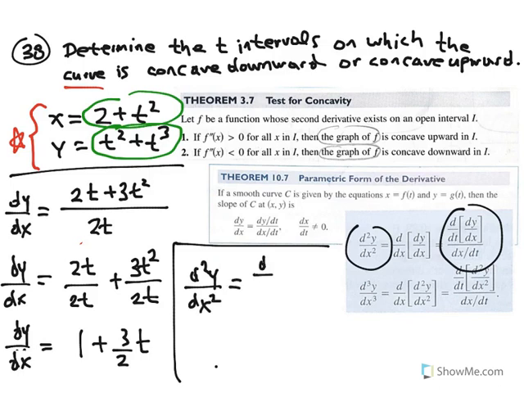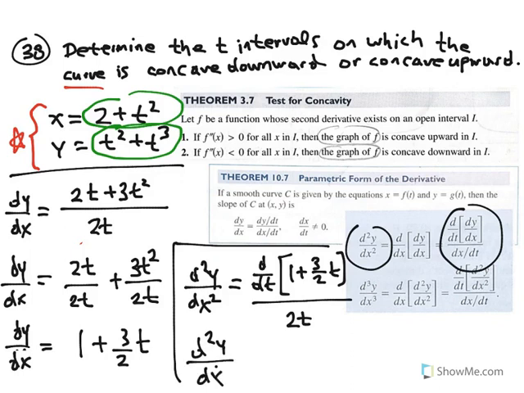So in the numerator, I will find the derivative with respect to t of dy/dx, which is 1 plus 3 over 2t. And in the denominator, I have dx/dt, and dx/dt is 2t. So the second derivative is equal to what we have in the numerator, the derivative with respect to t of 1 plus 3 over 2t. So that's going to be the derivative of the constant 1, which is 0, plus the derivative of 3 over 2t, which is 3 over 2.